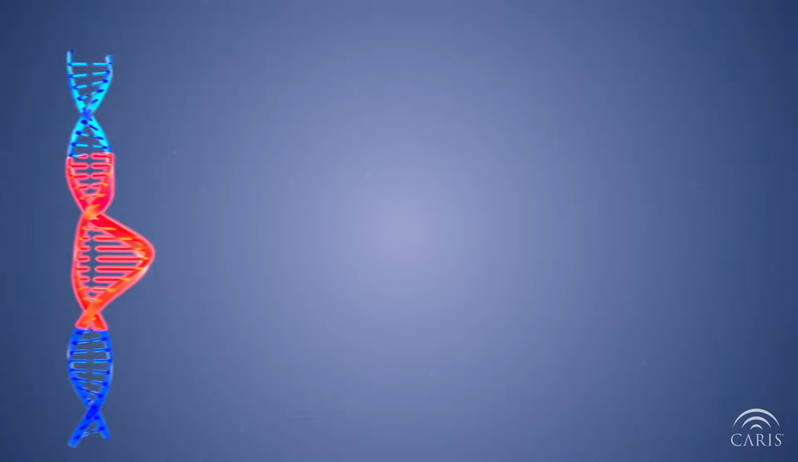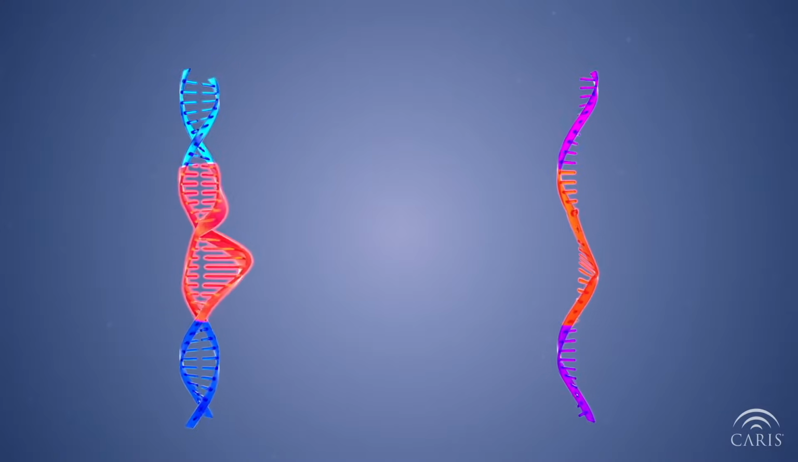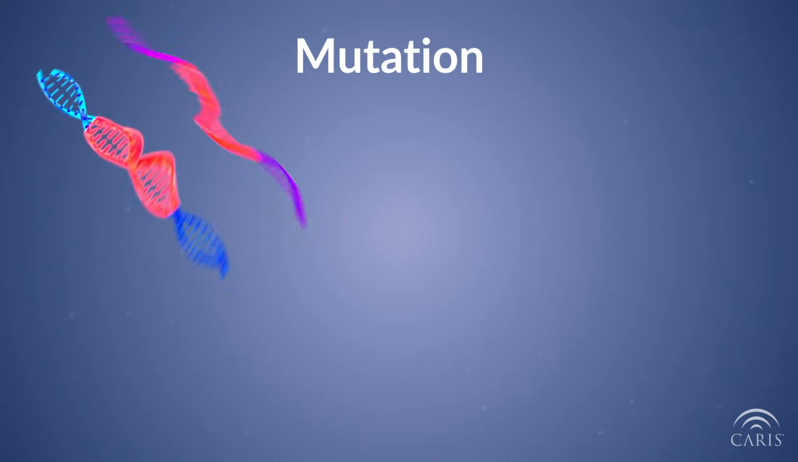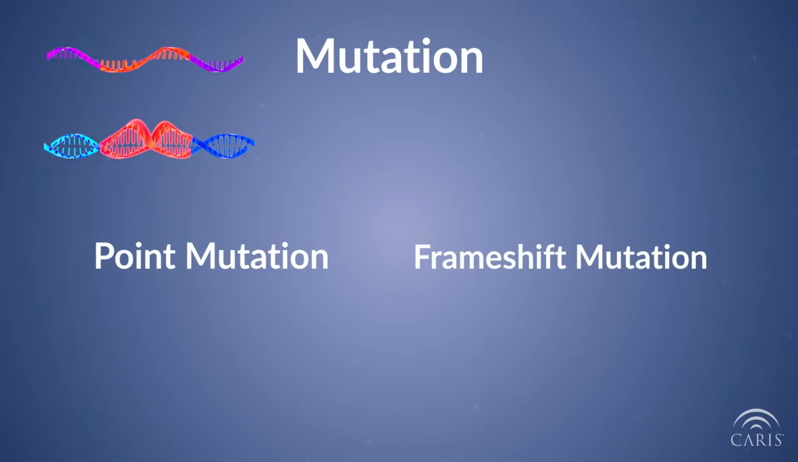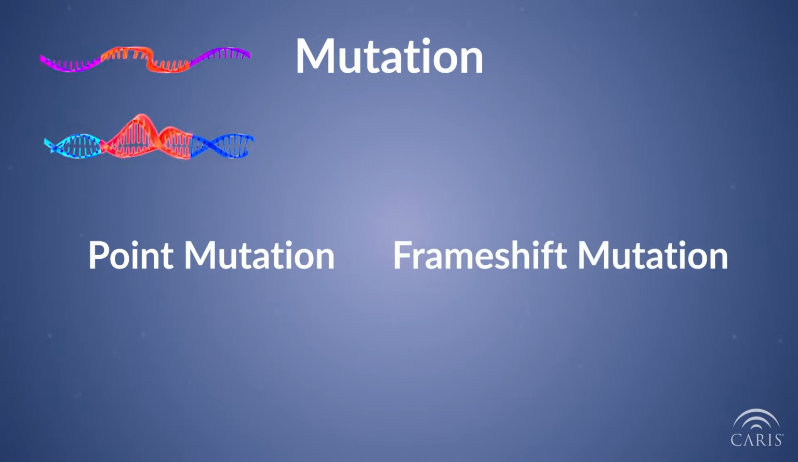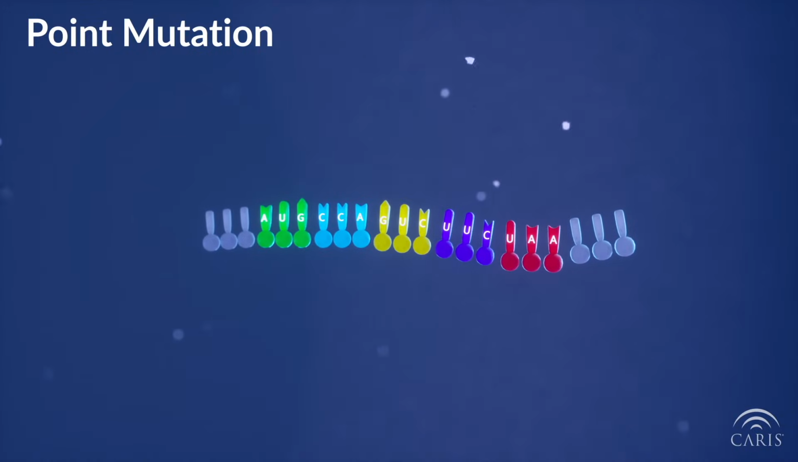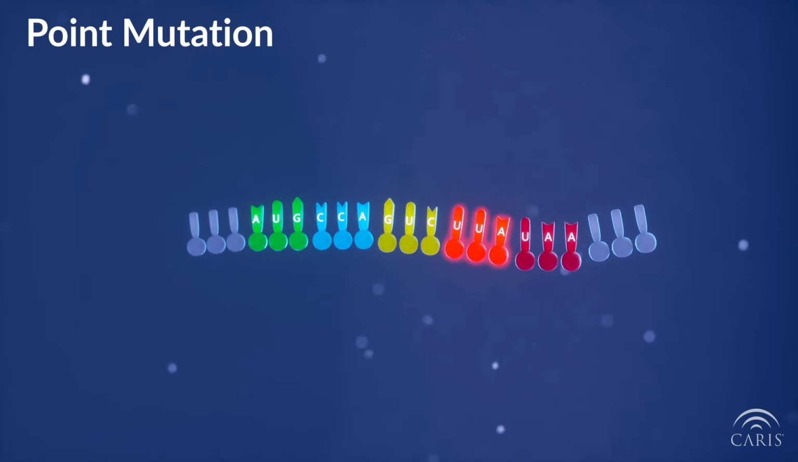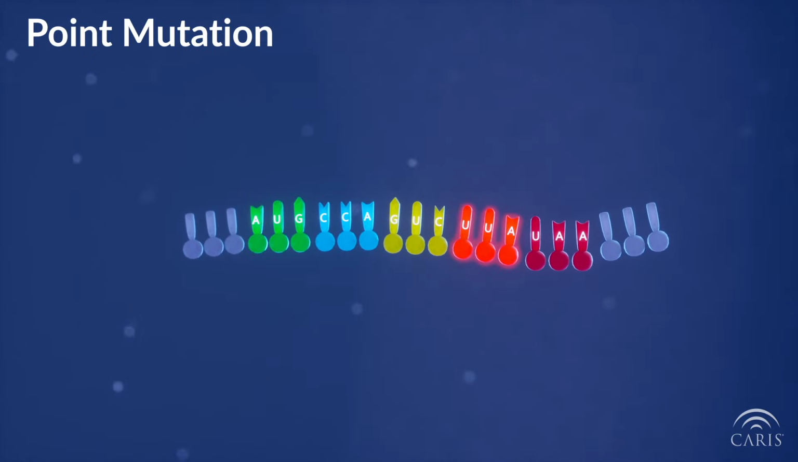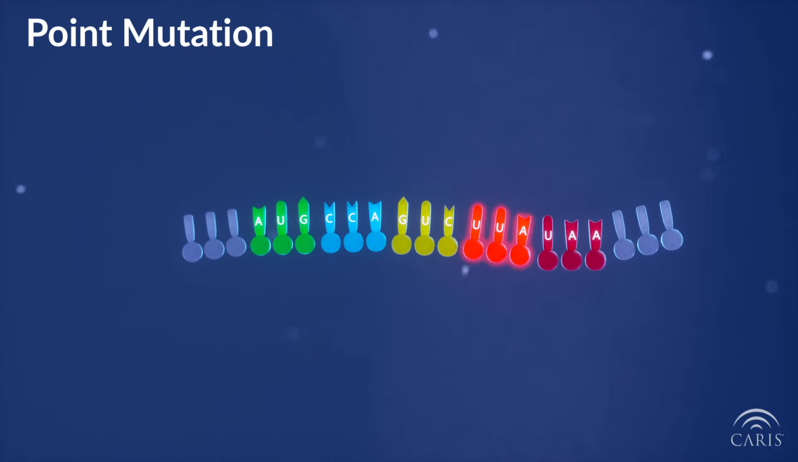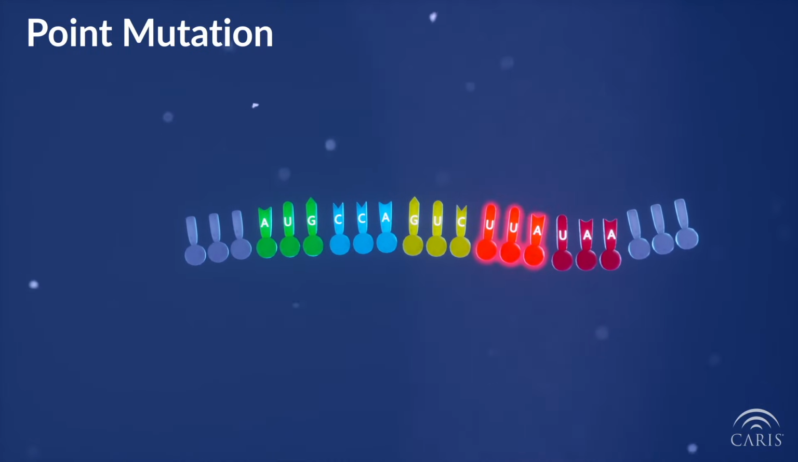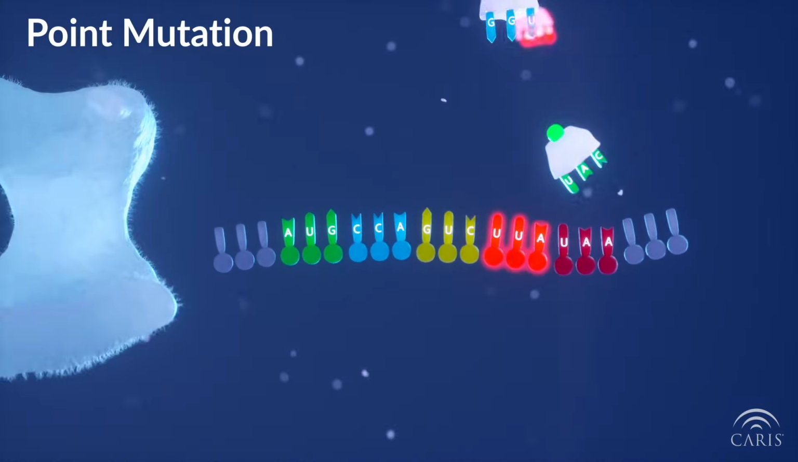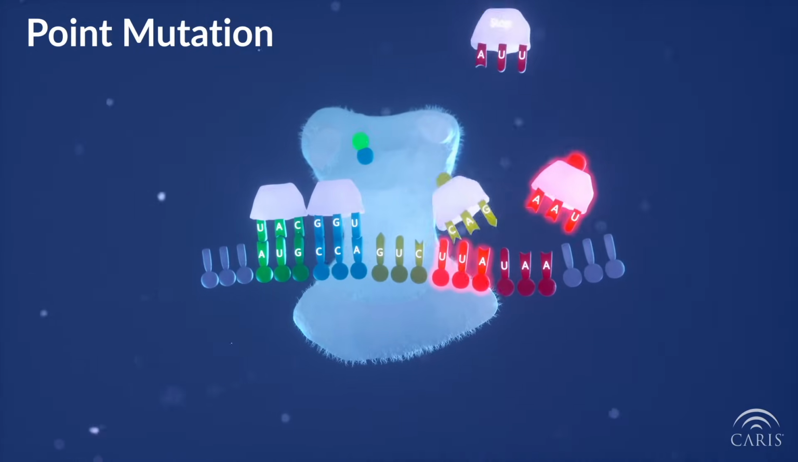When errors occur in the DNA code, it is referred to as a mutation. The 2 main types of mutations are point mutations and frameshift mutations. A point mutation is where one of the 3 bases is replaced with a different base. Sometimes these mutations have minimal effect, but other times they can significantly alter the structure of the protein, depending on how different the new amino acid is from the original.